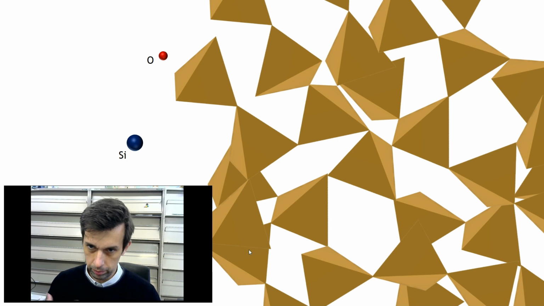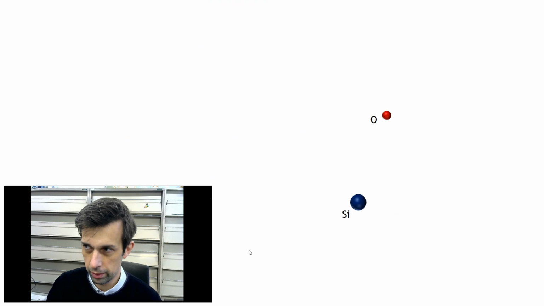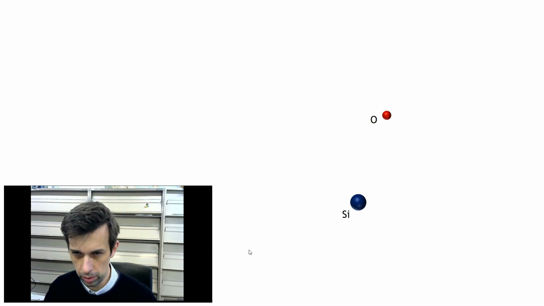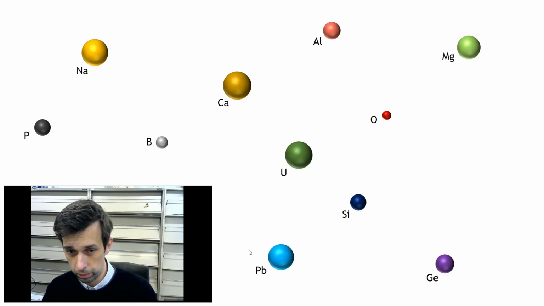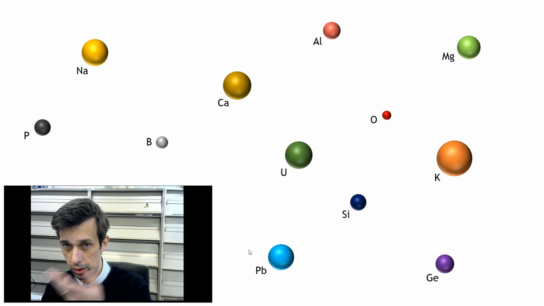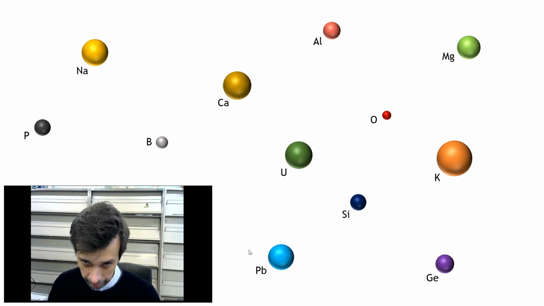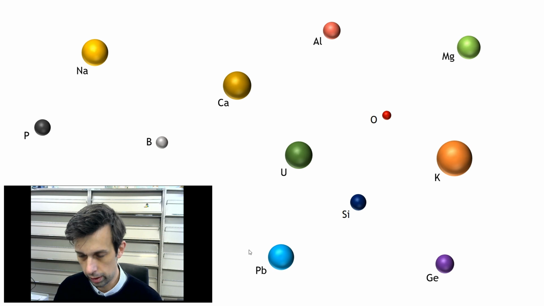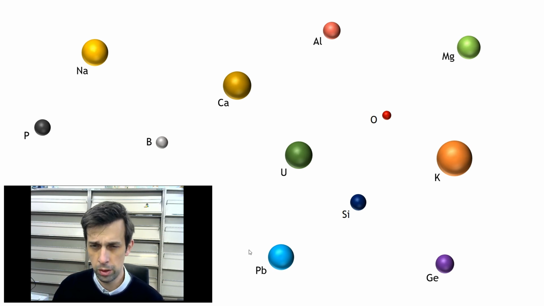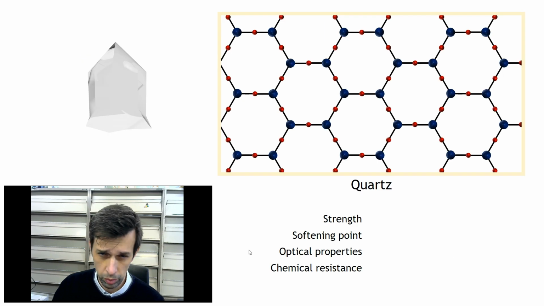Also, there is another problem. This is the basic unit of the silicon tetrahedron, but we have other elements in glass apart from oxygen or silicon. We can have phosphorus, sodium, calcium, boron, lead, uranium, germanium, potassium, magnesium, aluminum, and these are not even all the elements, just the ones that I remember when I made this graph. Okay, so what we'll be using is a simplified structural representation that is two-dimensional. So we will do something like this.